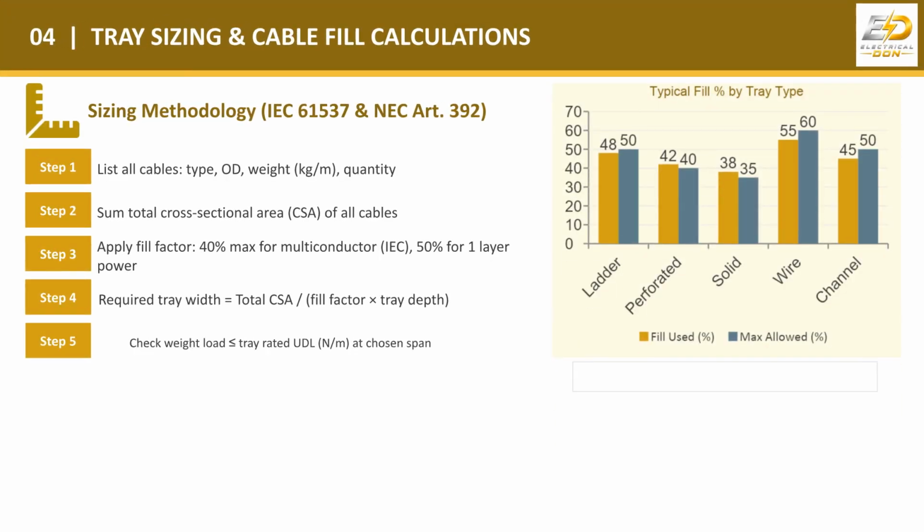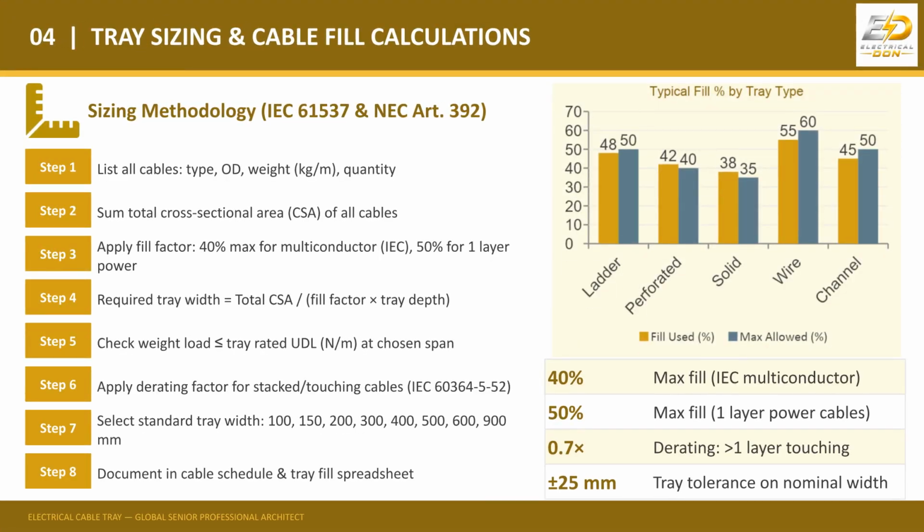The sizing methodology involves 8 key steps, starting with listing cable data, summing the cross-sectional area, and applying the required fill factor. The required tray width is calculated based on the total cable cross-sectional area and fill factor. Final steps include load checks, derating for stacked cables, selecting a standard width, and documentation.